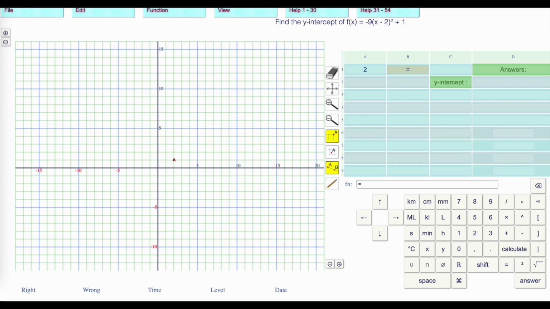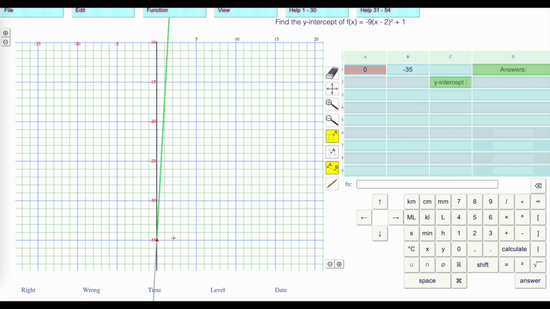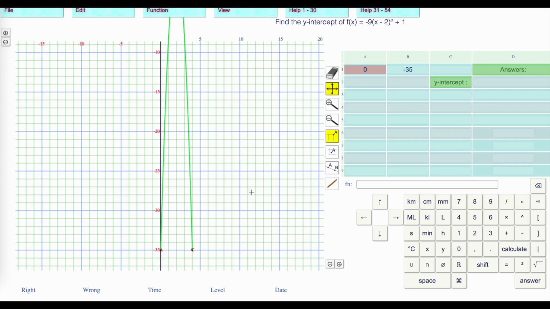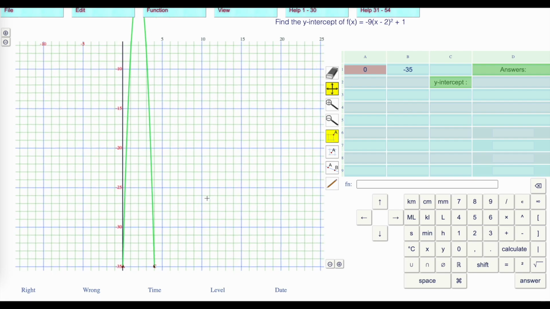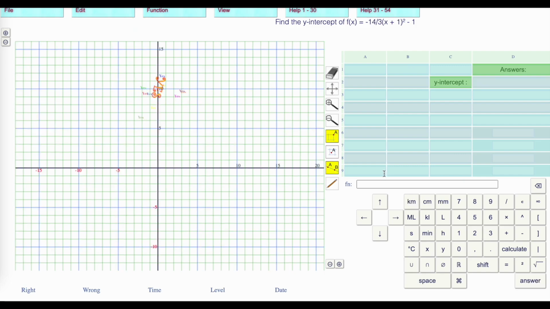It should be 1. It equals -9 times open bracket the x value minus 2. 2 minus 2 gives us 0, all squared is 0, plus 1. It's 1. Let's see what happens when x is 0. We get -35. It's going to cross down like this. Let's go 2 on the other side. Our parabola is going to look like this. The y-intercept is -35. Then we press answer to see if we're right.